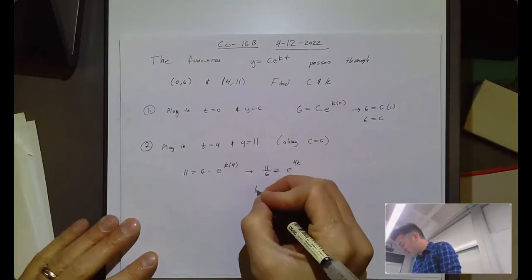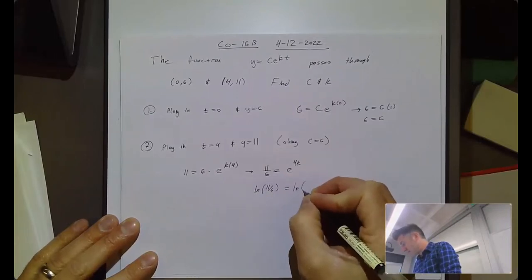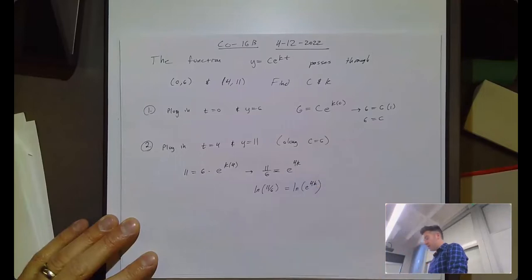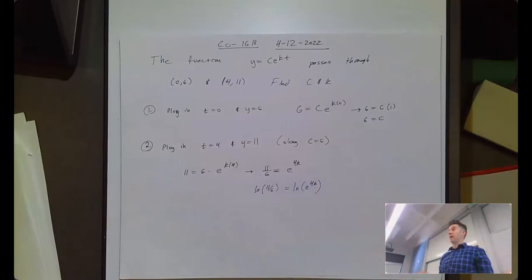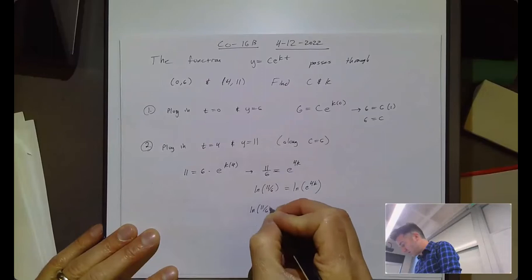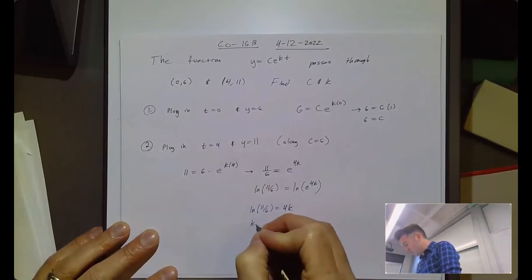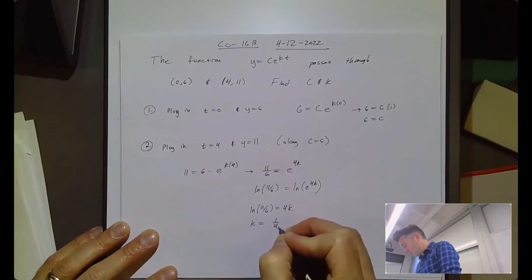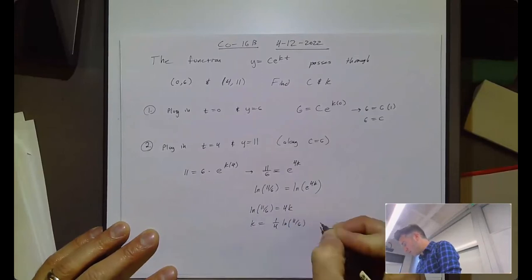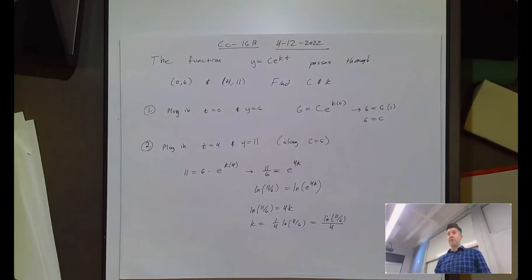And then take the natural log of both sides. So the natural log of 11/6 equals the natural log of e to the 4k. The whole point of taking the natural log of both sides is that the natural log of e to the whatever is just the whatever. So the natural log of 11/6 equals 4k. Finally, k equals 1/4 the natural log of 11/6, or if you prefer, the natural log of 11/6 over 4. And that's as simple as the k value gets.